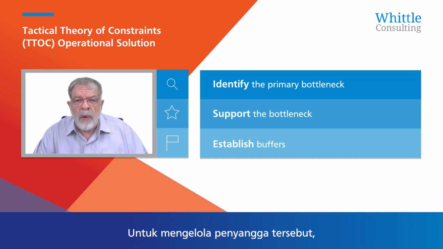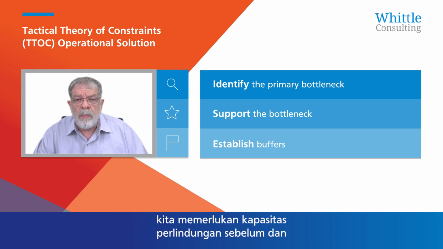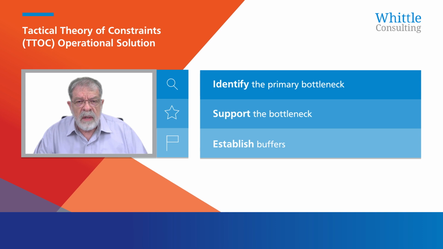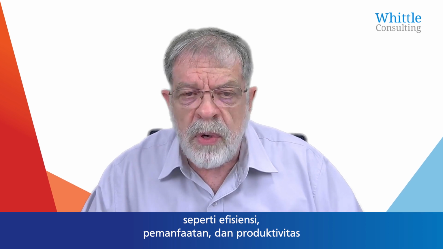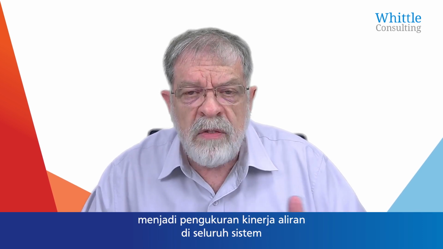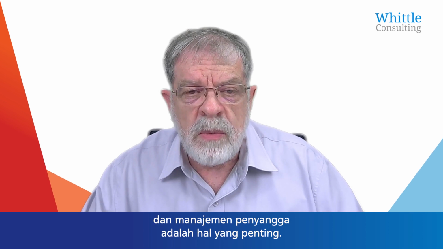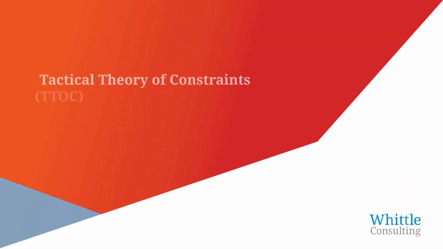And in order to manage those buffers, we require protective capacity before and after the primary bottleneck. Changing the focus from traditional KPIs like efficiency, utilization, and productivity to system-wide flow performance measures and buffer management is what it's all about.